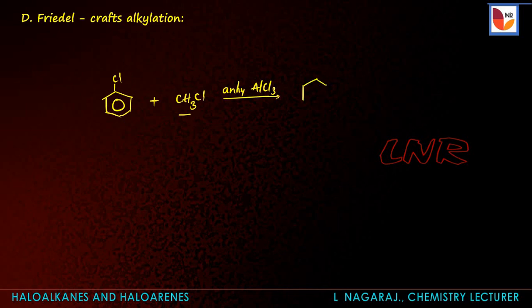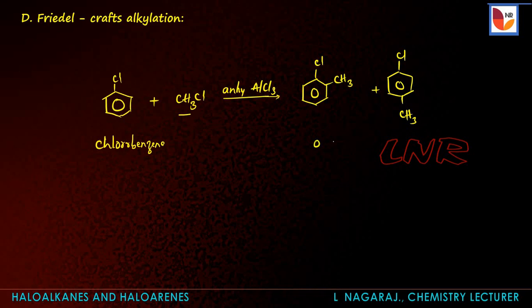So the methyl group is attached at the ortho as well as at the para position, CH3, and the next product at the para position, CH3. That is, when chlorobenzene undergoes Friedel-Crafts alkylation in the presence of methyl chloride and anhydrous aluminum chloride, it gives ortho and para chlorotoluene.